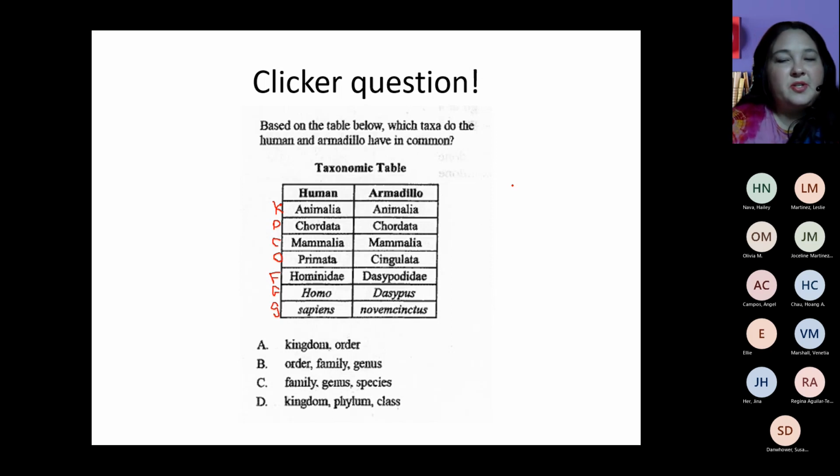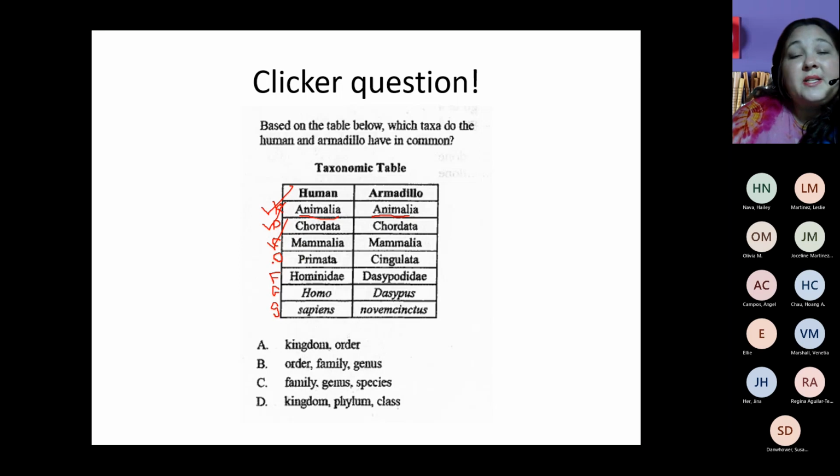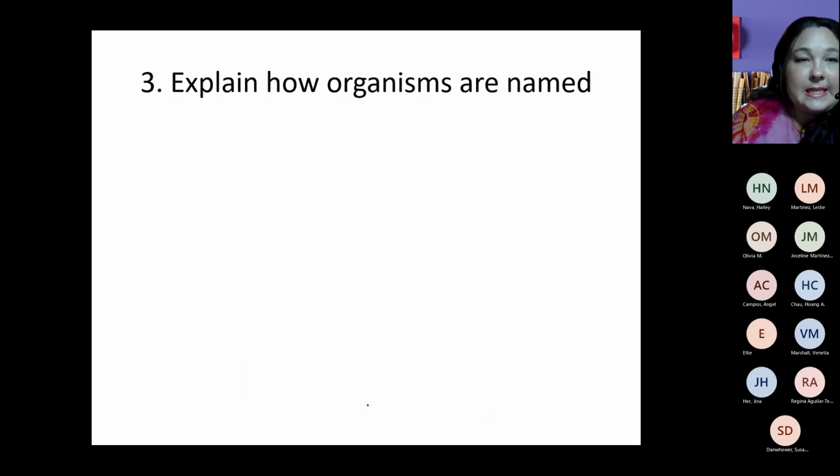Okay, 67% got the correct answer, which is D. Let's take a look at this. Here's the kingdom level. Human is kingdom Animalia, and so is the armadillo. So they have kingdom in common. Phylum, Chordata and Chordata. They have phylum in common. Class, Mammalia and Mammalia. They have class in common. Order, Primata and Cingulata. Okay, they're different orders, so that's where they start to diverge, which means they have the same kingdom, phylum, and class, which makes the answer the letter D.